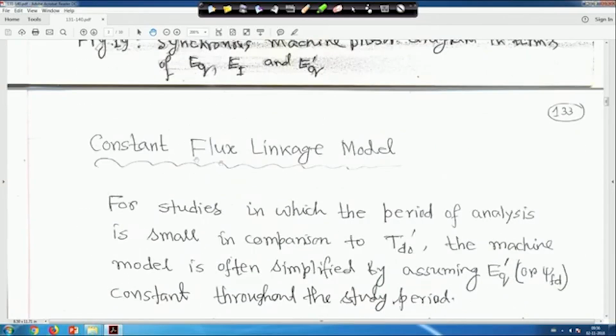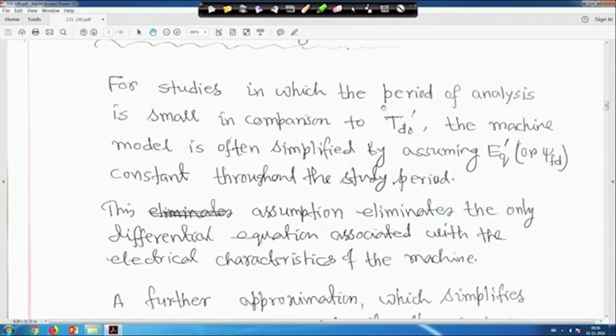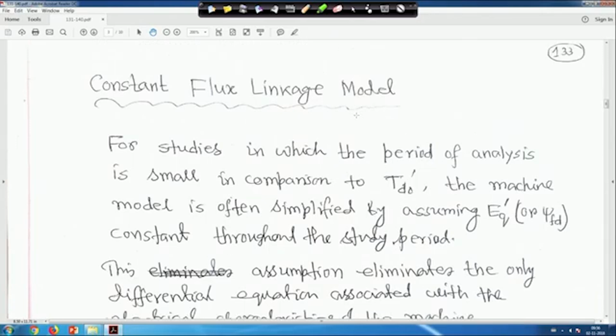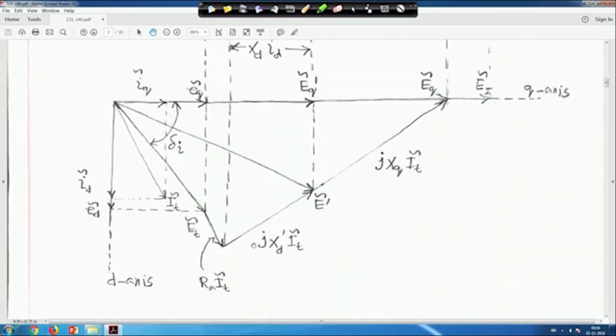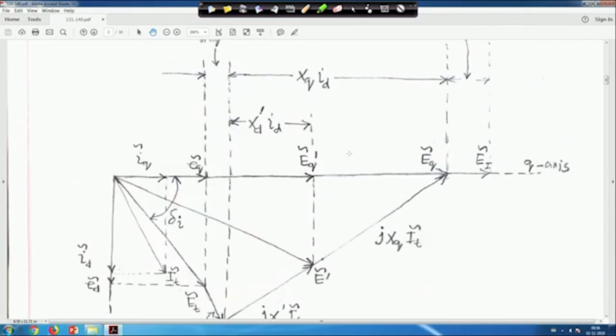Now, next is the constant flux linkage model, for studies in which the constant flux linkage model applies. Before going to the constant flux linkage model, I suggest you have a look at all these things once again, and throughout all the derivations. This power system dynamics and control course is basically a synchronous machine course, and huge mathematics is involved. Later we will see much more mathematics. If by chance I have made any error, please put the question in the forum so that I can rectify myself.